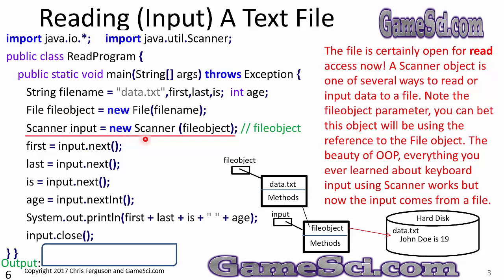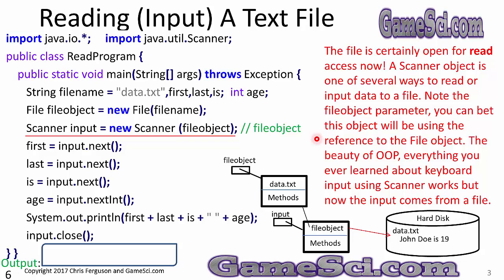Scanner input equals new Scanner, and notice the parameter. The parameter is the file object created on the previous line. The file is certainly open for read access now. A scanner object is one of several ways to read or input data from a file. Note the file object parameter. You can bet this object will be using the reference to the file object.